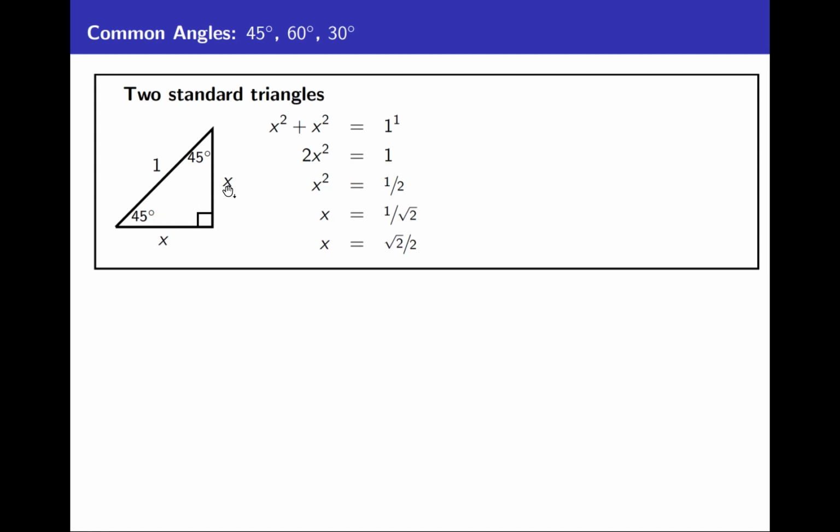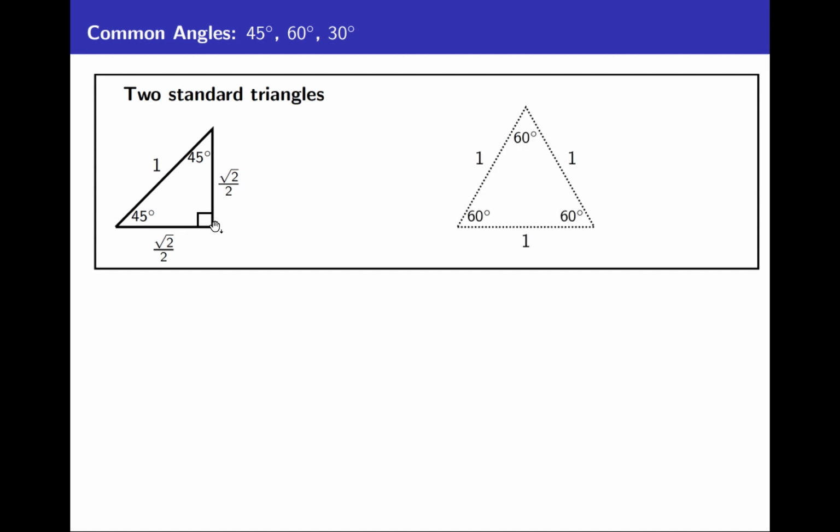So the two x's that you see here, their lengths are both square root of 2 over 2. Now, having made this computation, we're going to gray out the computation, and you want to remember this triangle, the 45-45-90 triangle with side lengths square root of 2 over 2 and hypotenuse 1. Commit that to memory.